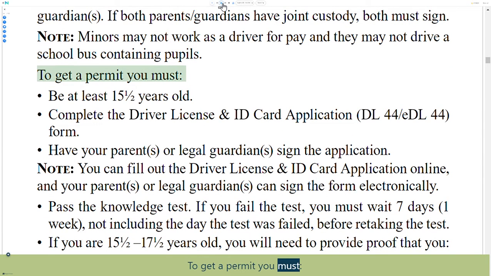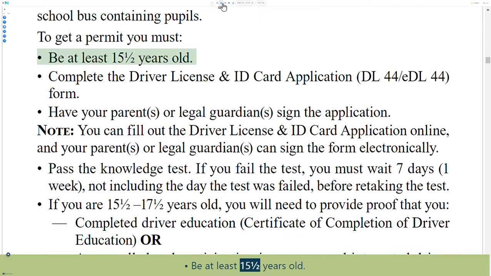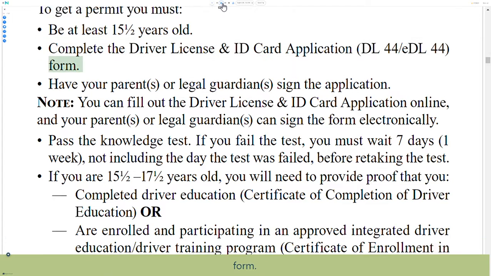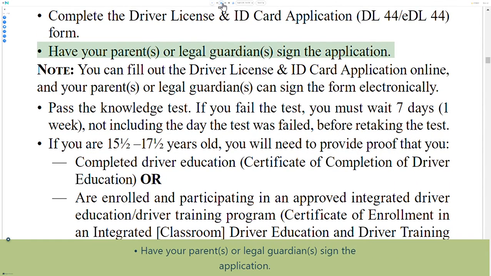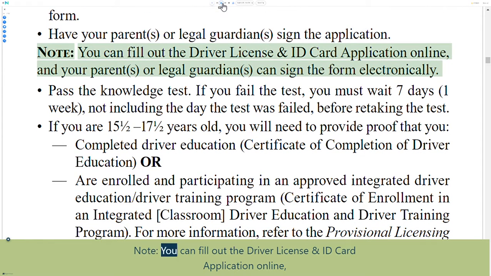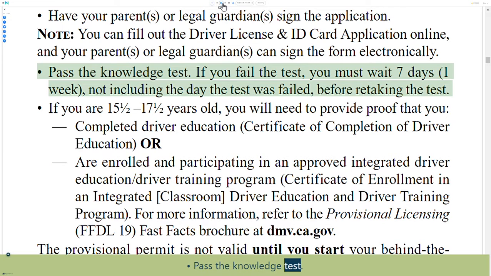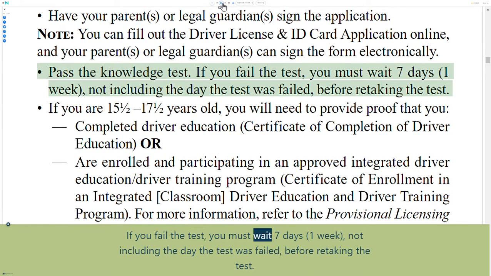To get a permit you must be at least 15 and 1/2 years old. Complete the driver license and ID card application, DL44/EDL44 form. Have your parents or legal guardians sign the application. Note, you can fill out the driver license and ID card application online, and your parents or legal guardians can sign the form electronically. Pass the knowledge test.